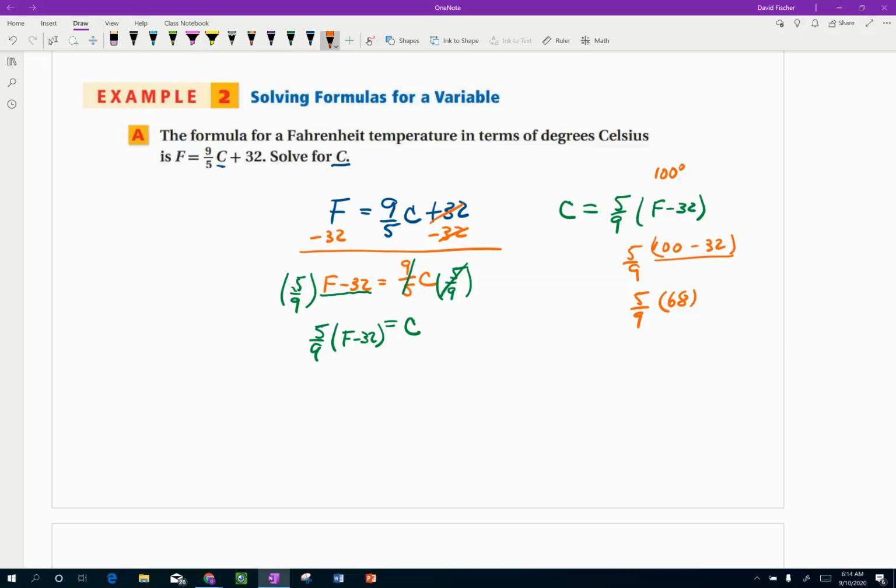I want to multiply that times 5. So that's 340 over 9. And now divided by 9, it is, in Celsius, 37.7 degrees Celsius.